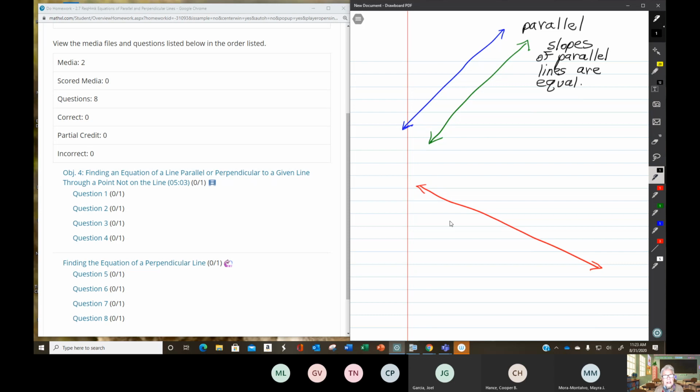If a black line is perpendicular to that red line, then it does cross the red line at a 90-degree angle. And this is the symbol for a 90-degree angle. A right angle, okay? Perpendicular lines cross each other at a right angle.